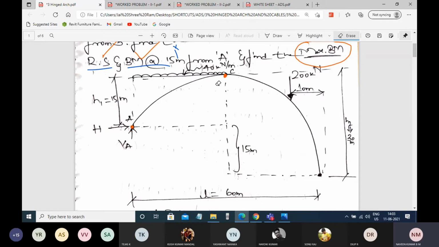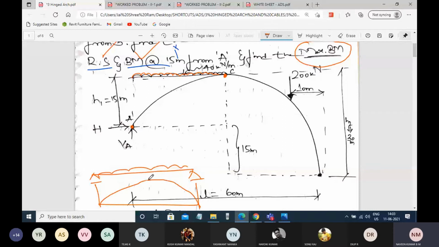See, in the AC segment, what type of load is acting? UDL is acting. So in case of UDL, assume that this is a simply supported beam and UDL is acting. So where can you expect maximum bending moment? The maximum bending moment will be exactly at the mid of the section. Understood? So what is the horizontal distance between A and C? It is equals to L1. So that is equals to 24.85, I hope.